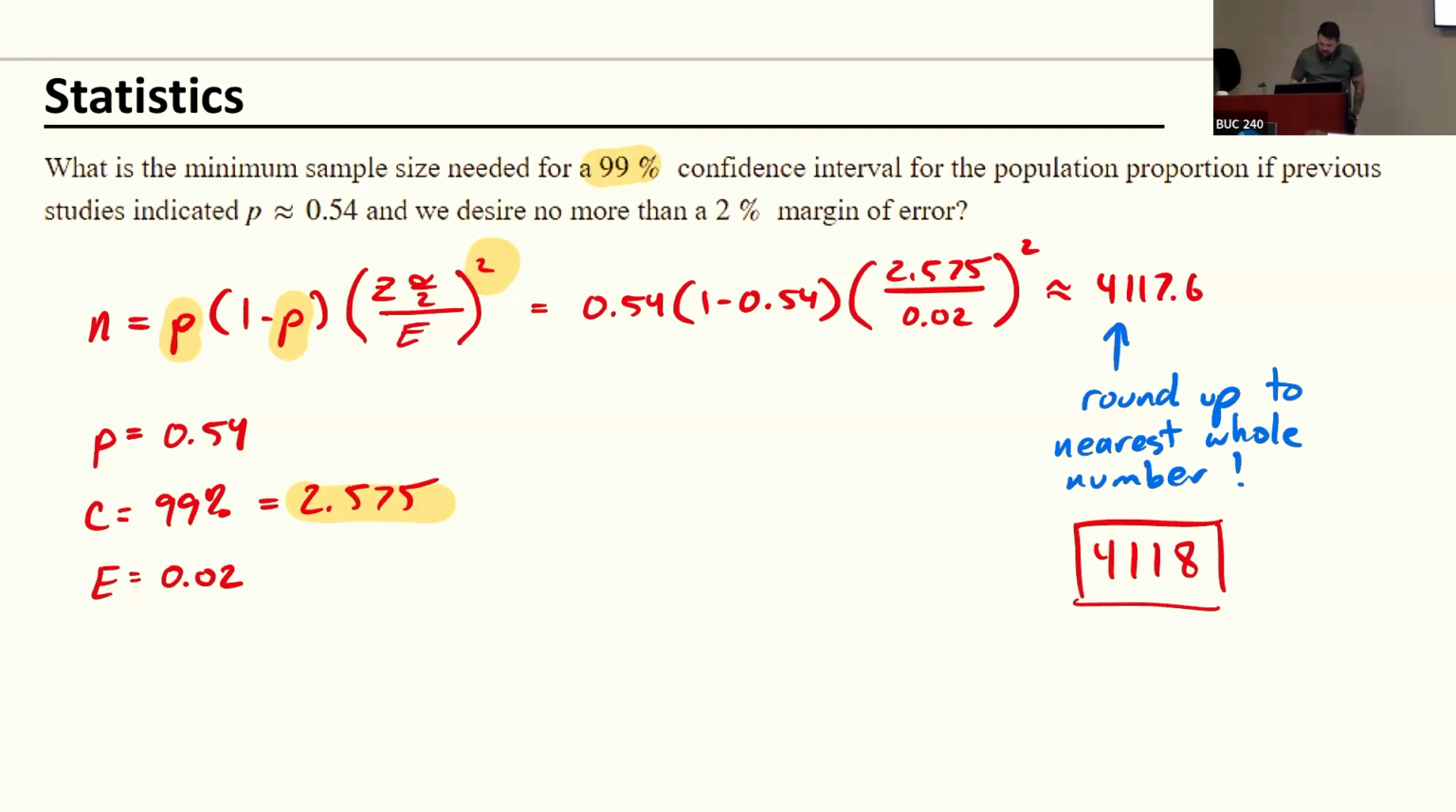And then they give me an e-value of 0.02. That's right there. We desire no more than 2% margin of error, so keep an eye out for that. Sometimes they may make you calculate the error and then do this, which you can do. You've got the formula for it. We put everything into our calculator, do our math carefully, and we get 4,117.6, but we have to remember that 0.6 is a human. We're going to err on the side of caution and go up to the nearest whole number. Never down, always up.